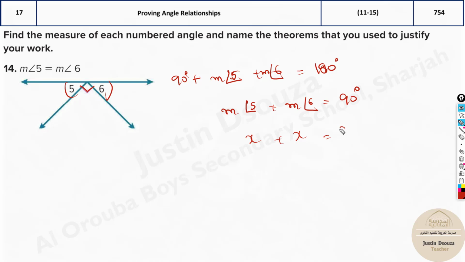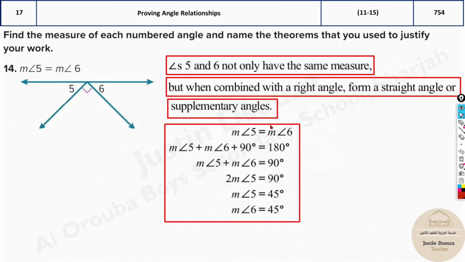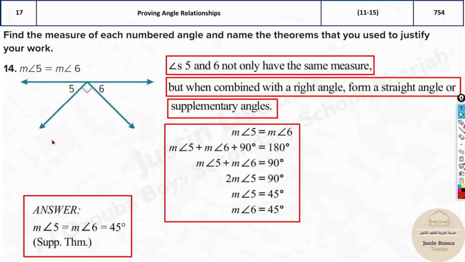So half of this is basically 45 degrees. How do you solve this? x and x, it'll be 2x is equal to 90. So what is the x value? 45 degrees. Now if this is 45, both are 45 degrees. That's how we can easily solve it directly.